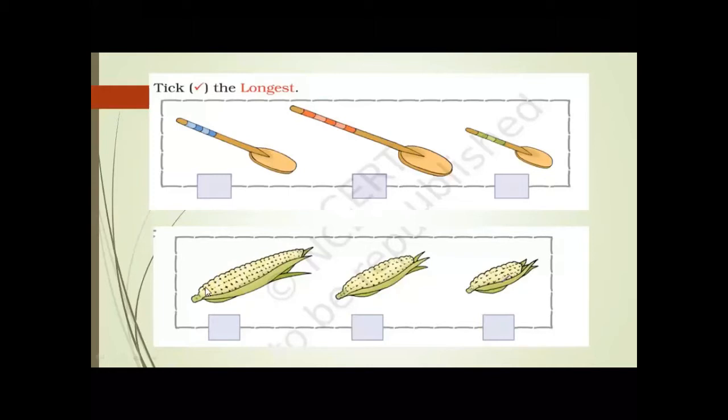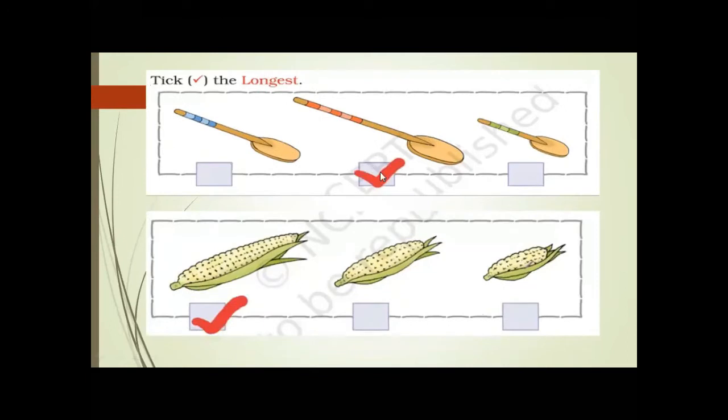Okay. Now here we see the corn. There are three corns here. So which one is the longest? Again we see this one. No. This one. No. This one. Yes. Okay. This is the large, so it is the largest one. We are comparing three objects here. That's why we use the term longest. So this is the correct answer.